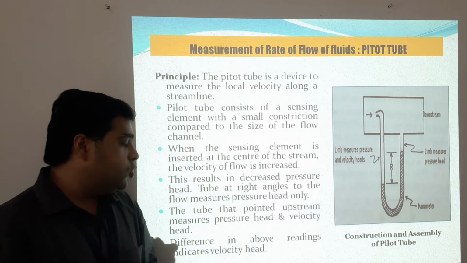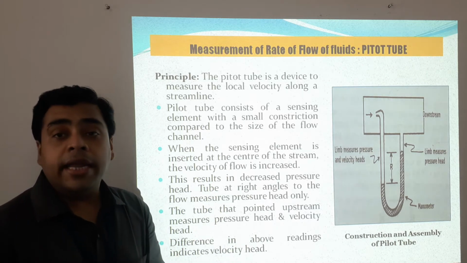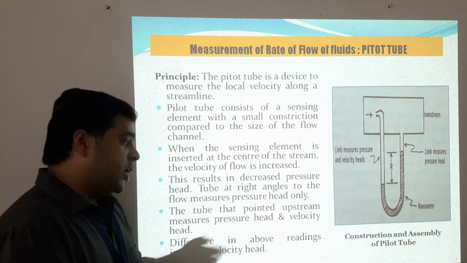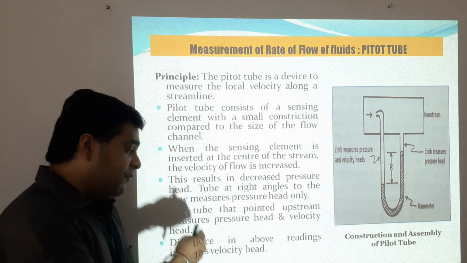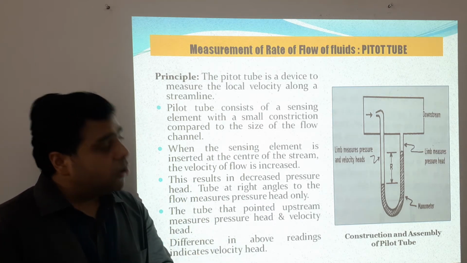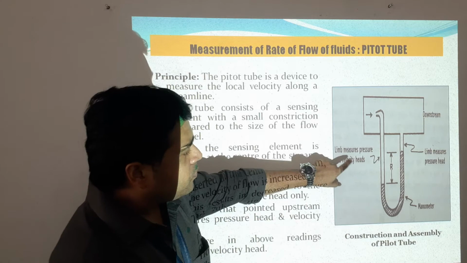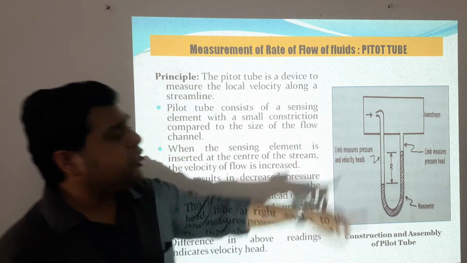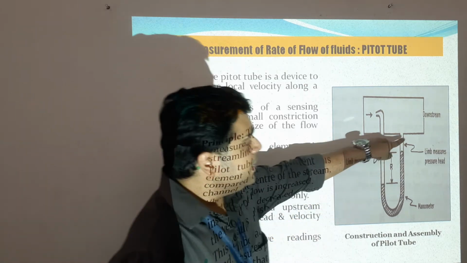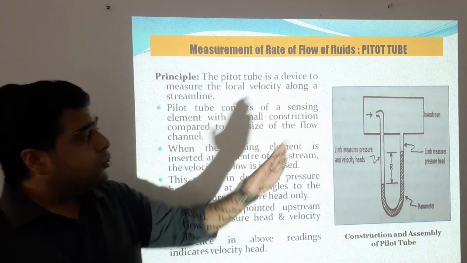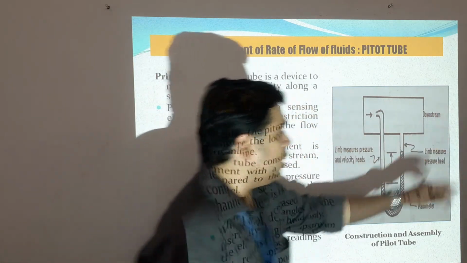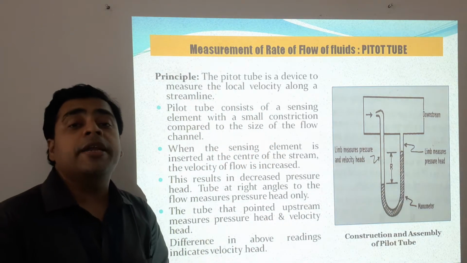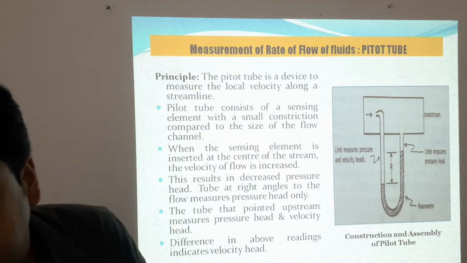Tube at right angles to the flow measures the pressure head only, and the tube that is pointed upstream measures the pressure head and the velocity head. Now the difference in the above readings indicates the velocity head. This limb measures the pressure as well as the velocity head, and this limb measures only the pressure head. So this is the upstream pressure and this is the downstream pressure, and the two points are connected with a manometer to record the pressure. That is also another important device.